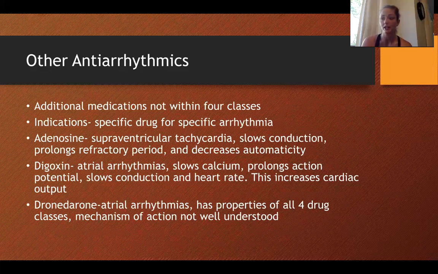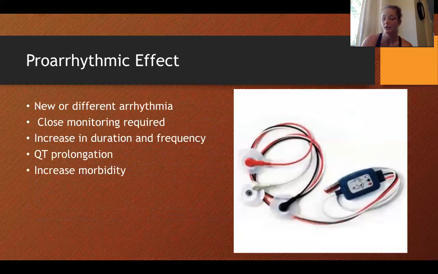Digoxin is another one that's used to treat arrhythmias. It slows calcium, causing a prolonged action potential, kind of slows the heart rate, and makes the heart more effective. Another one is dronedarone, which is used in the treatment of atrial arrhythmias, and it has all 4 properties of the classes, so its mechanism of action is not very well understood.